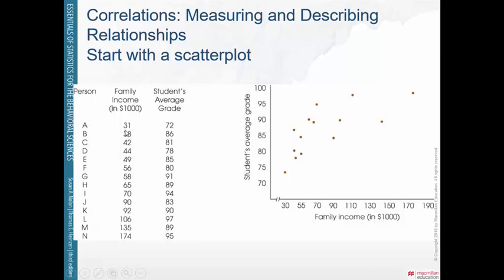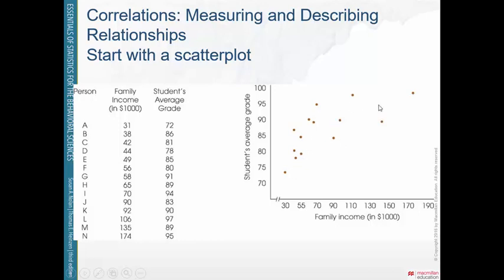So in this case, the person with $31,000 for their family income and an average grade of 72, that's this dot here, right? $31,000 and an average grade of 72. And over here, this person of $174,000 and an average 95, that's that point there. And once you plot all the data, you can look to see if there's a relationship.